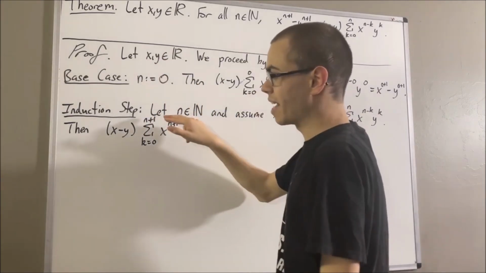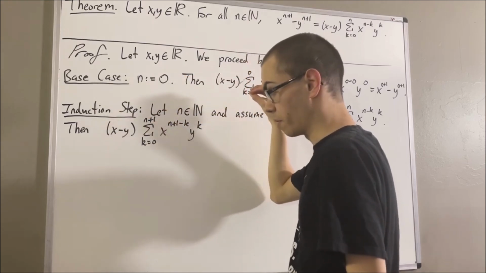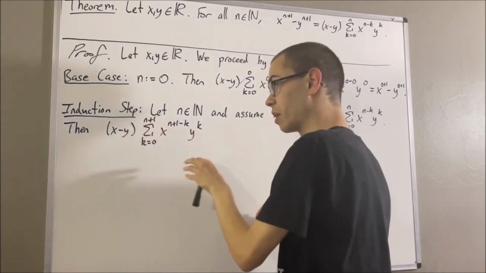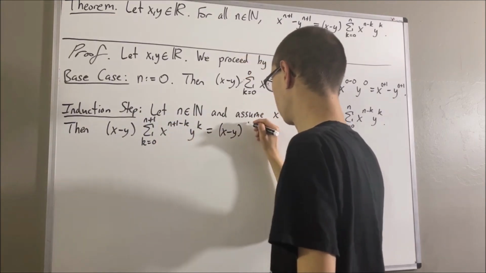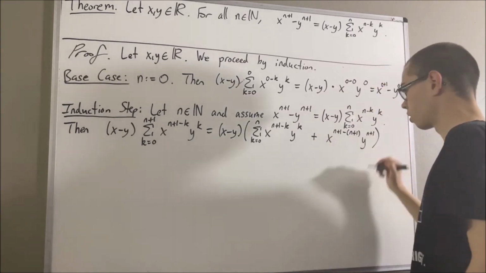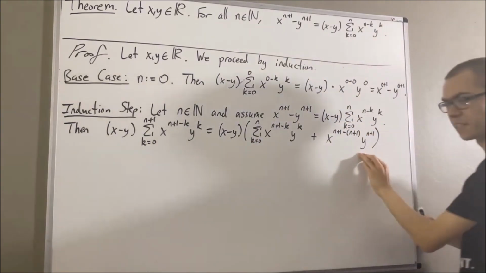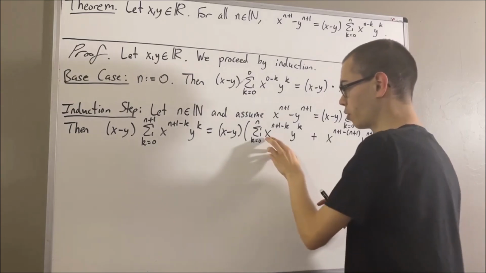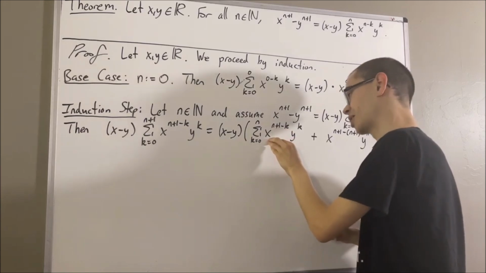Now to start, since n plus 1 is strictly greater than 0, we can pull away the n plus 1th term from the sum, and write it as the sum from k equals 0 to n of this, plus exactly this, where we replace k with n plus 1. So really, this sum is equivalent to this. The next thing we are going to do is we can use our properties of exponents to rewrite x to the power of n plus 1 minus k as x times x to the power of n minus k.